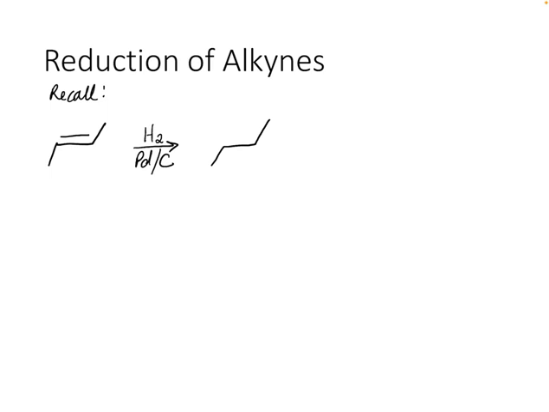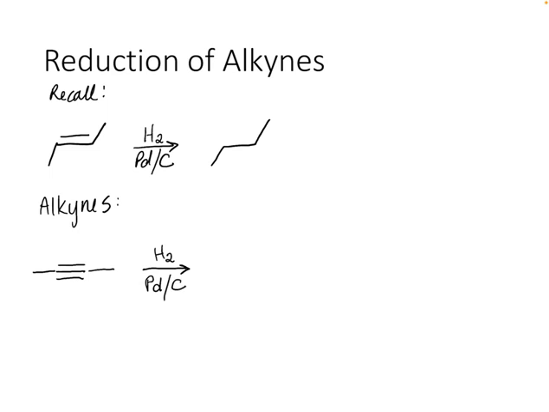So how do we do the same reaction with an alkyne? How do we go from a triple bond to a single bond? We're going to use the same exact reagents. So let's say we start with this triple bond in a 4-carbon chain. So this is butyne. And let's say we add one equivalent of hydrogen with palladium mixed with carbon.